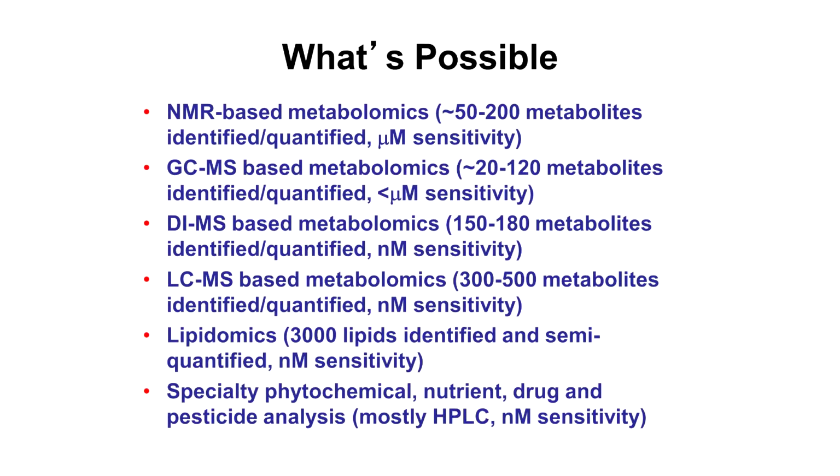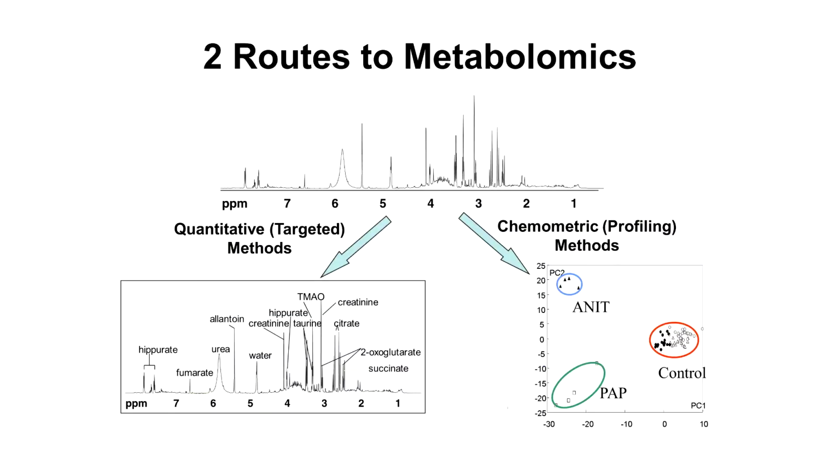Now, in that regard, there are two routes to metabolomics, and I'll mention these a few more times over the next few days. One is called the untargeted method, and the other is called targeted, but you can also distinguish them by ones where chemometrics is heavily used, and others where deconvolution is heavily used.